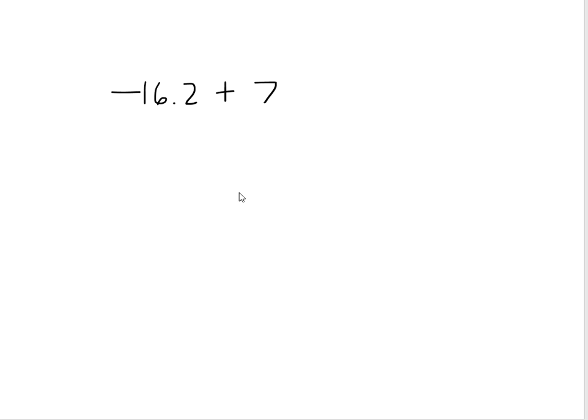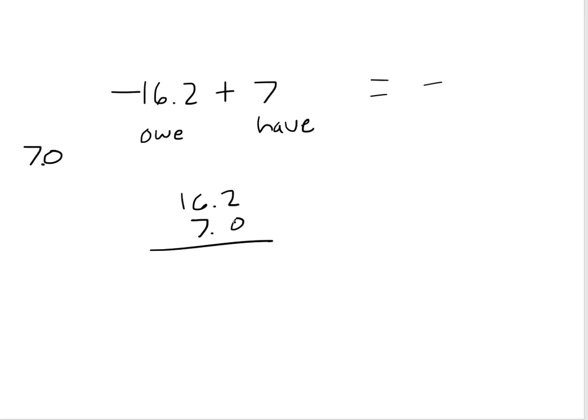Okay, the next one is negative 16.2 plus 7. For this one, this is your owing amount. This is your having amount. The owing amount is bigger, so our answer is going to end up being negative. To figure out how much we still owe, we need to use subtraction. To make the 7 into a decimal, it becomes 7.0. So remember, when you add or subtract decimals, you have to line up the decimals. Now we're just going to subtract.